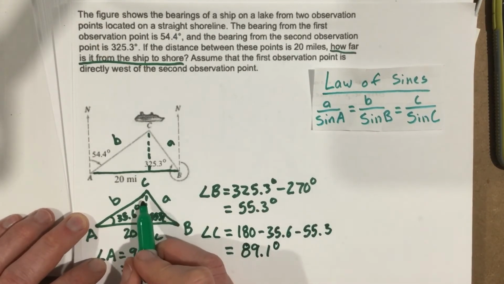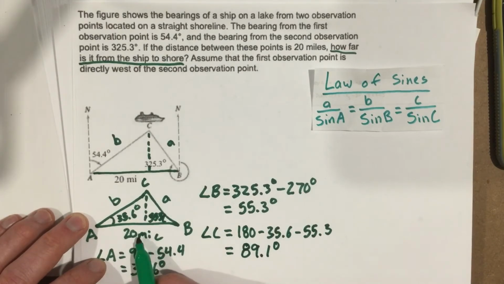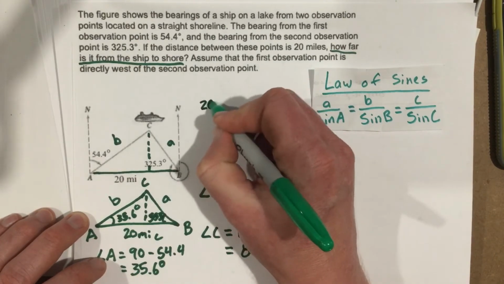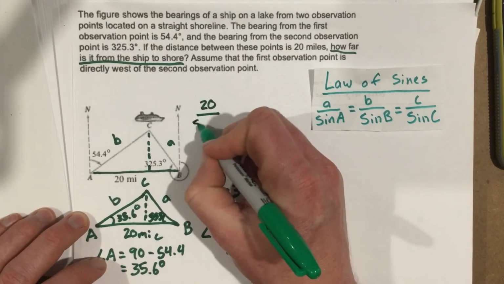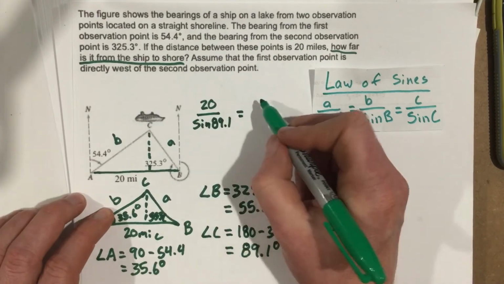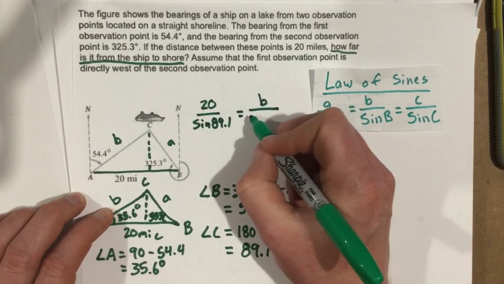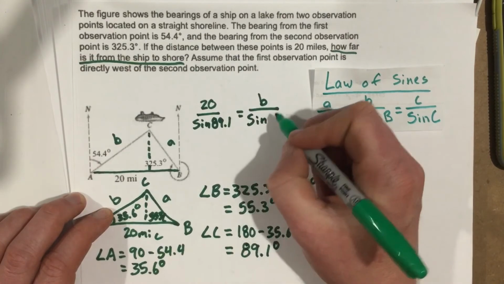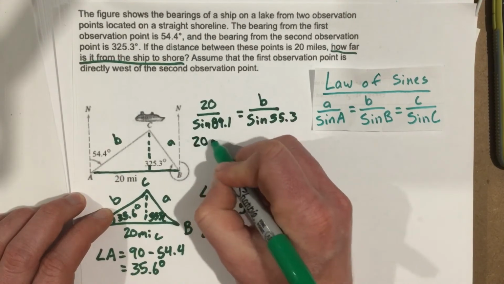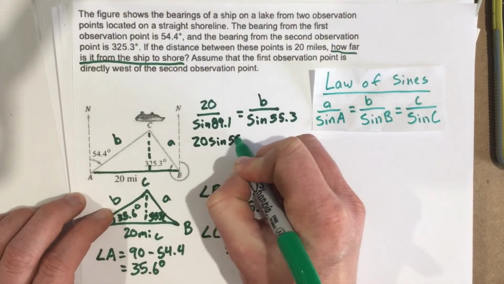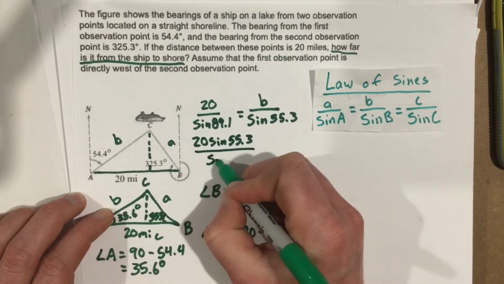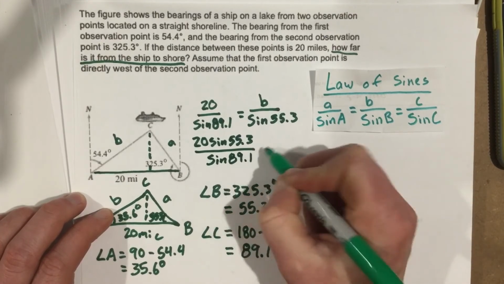Now that's the one we really wanted. If we know 89.1, we have this opposite side. So we're going to have to use C over sine C in this problem. Let's go ahead and start it. So 20 over sine 89.1 is going to equal, and I'm going for B, so B over sine of angle B, which is 55.3. Multiply it across, I get 20 sine 55.3 over sine 89.1 is B.